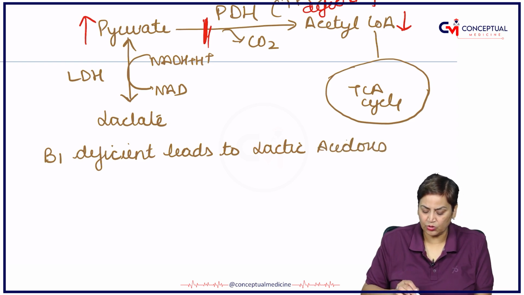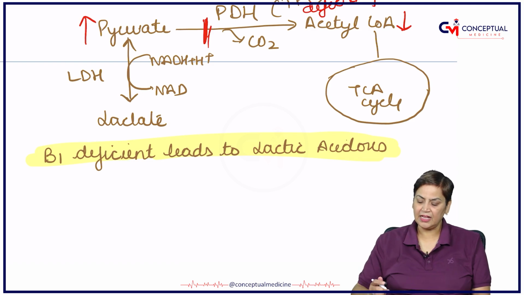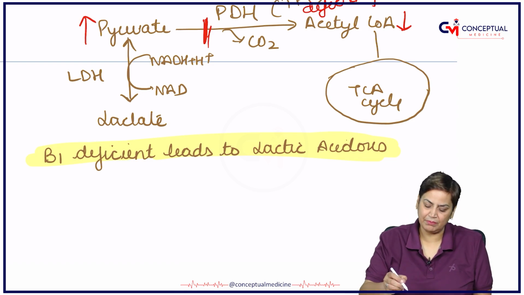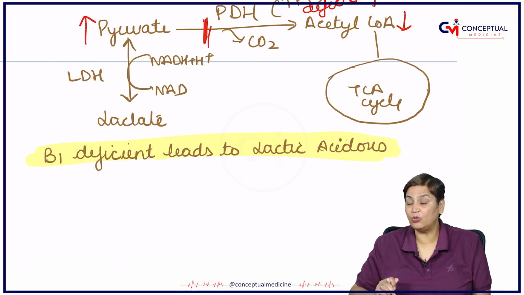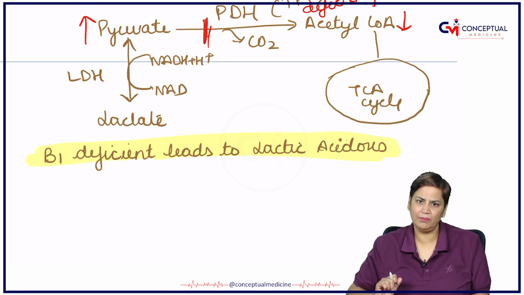So this is also one of the features, and whatever we have studied, like beriberi, neurological manifestations are there. This is why, because this TCA cycle is the one which is hampered. Okay, so this is all about vitamin B1, whose active form is thiamine pyrophosphate, the most important coenzyme for oxidative decarboxylation. So that's all about B1.